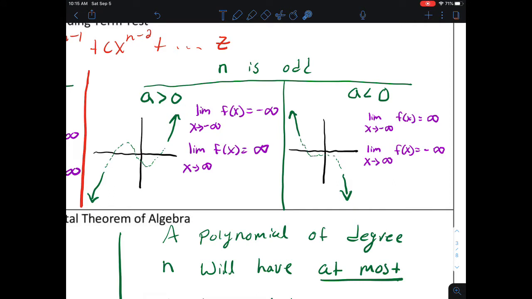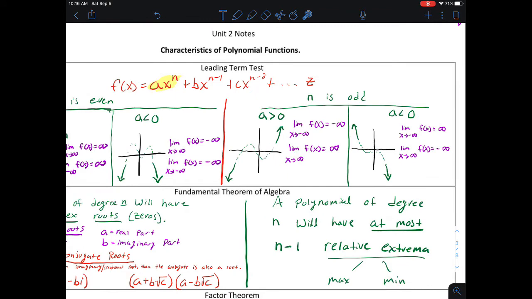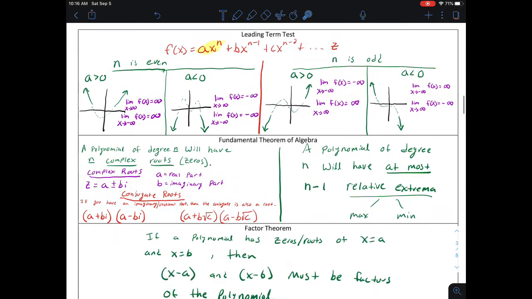And then likewise, if the coefficient was negative, it reflects this whole graph, and left side goes up, right side goes down, and I could write my end behavior limits accordingly. So the leading term test will tell us the end behavior of our polynomials.